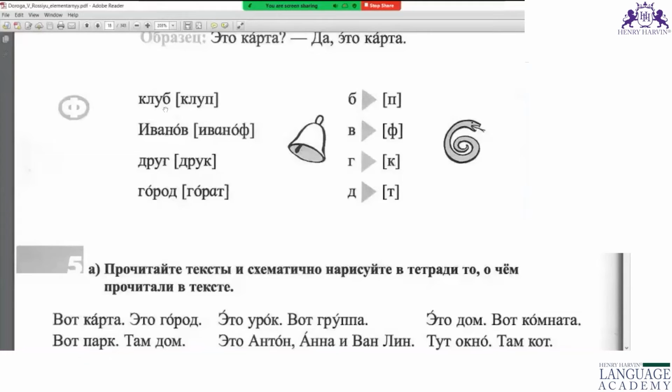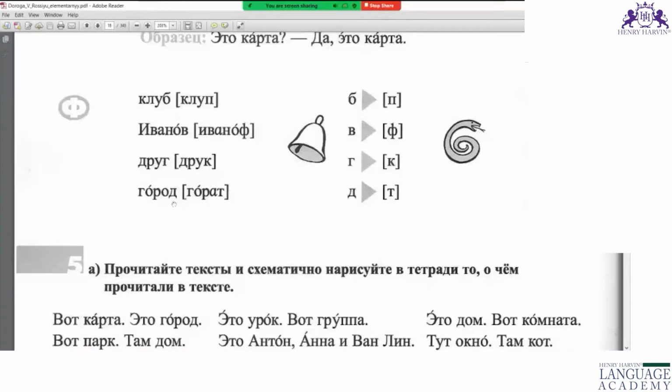You will do it automatically. Okay, Ivanov. I cannot say Ivanov, because it is the last letter. I pronounce it as dull f. Ivanov. Друг. So I write g, but I pronounce k. Город. So you can hear me pronouncing t instead of d because it is the last letter.